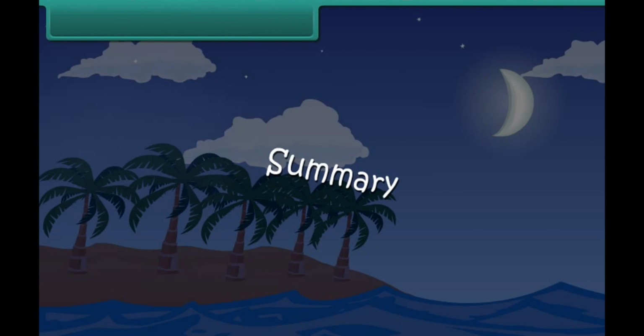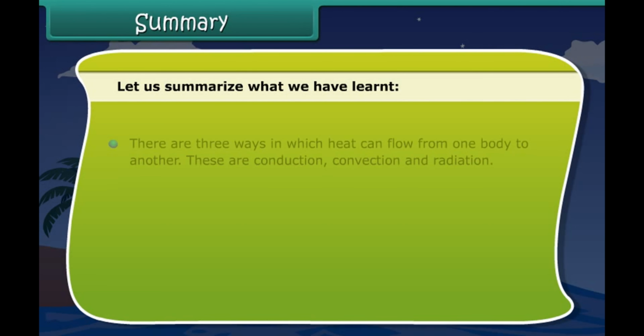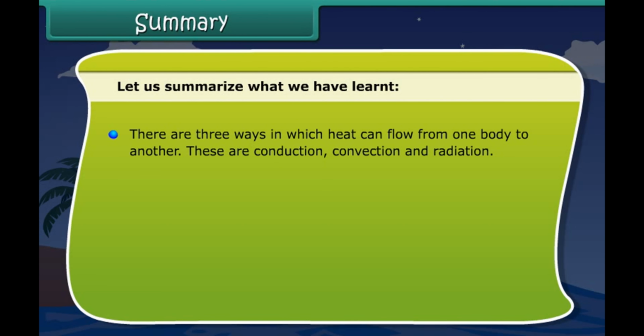Summary. Let us summarize what we have learned. There are three ways in which heat can flow from one body to another. These are conduction, convection, and radiation.